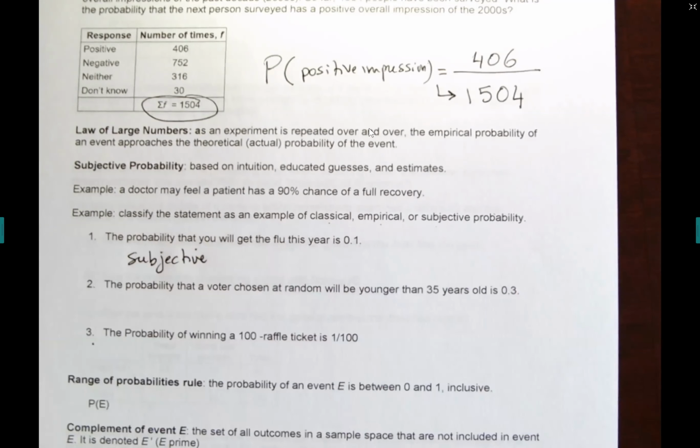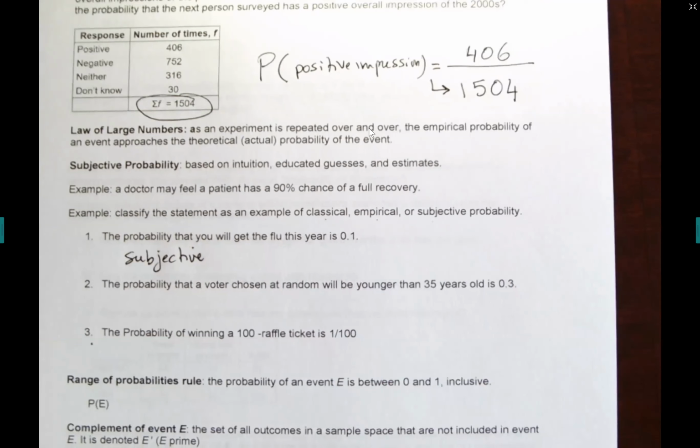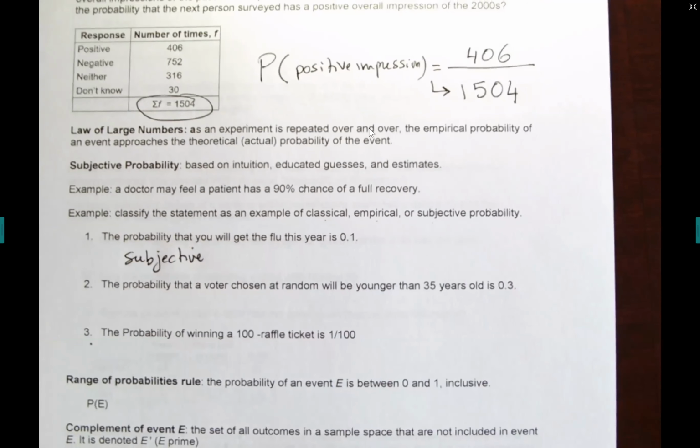The probability that a voter chosen at random will be younger than 35 years is 0.3. Remember, voters means the survey, somebody collected data, put them in a table, organized them. So that is, guys, it's going to be what? Empirical. I agree, Julia.